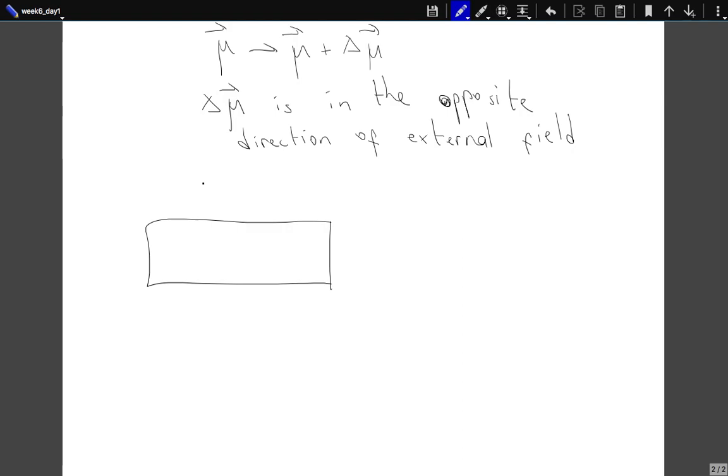So to minimize the energy, what the system does is essentially you get domains, so you get regions of the material. The shape depends on the material. Basically, in this region, the magnetic dipole moments are aligned in this direction. In this region, they might be aligned in a different direction. Here, they will be aligned in a completely different direction.